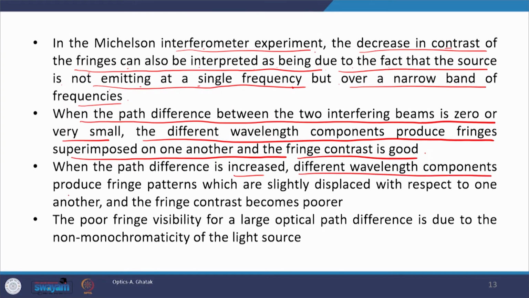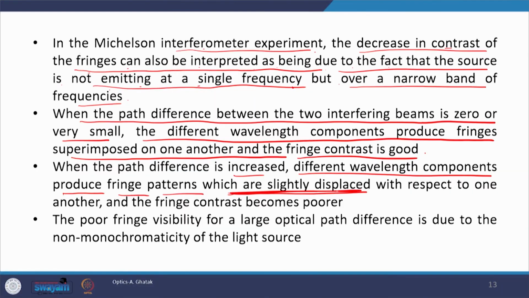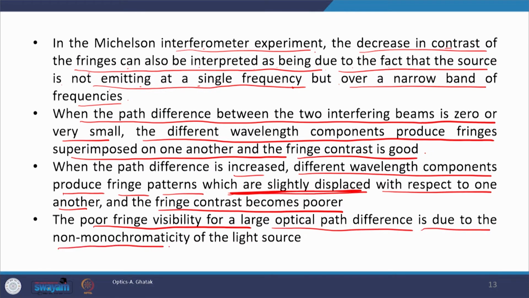Different wavelength components produce fringe patterns which are slightly displaced. Therefore, maxima do not fall on top of maxima and minima do not fall on top of minima. There is a slight displacement, which incorporates a little blurring in the fringes, and the fringe contrast therefore becomes poorer. The poor fringe visibility for a large optical path difference is due to the non-monochromaticity of the light source. This is the same reasoning, but explained in a different way.